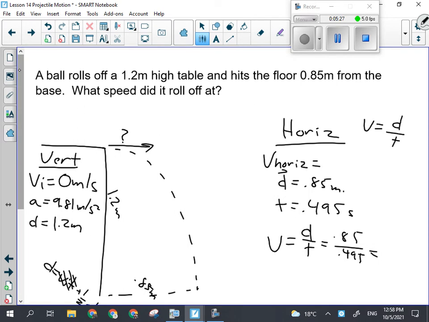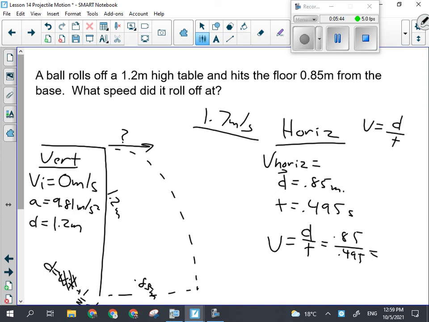Okay. Everybody all right with that? Okay. All right, that's the velocity of rolling off that. Any other questions on that one?